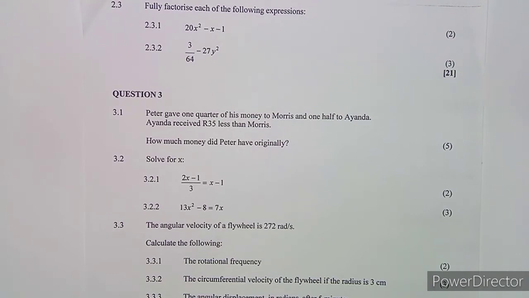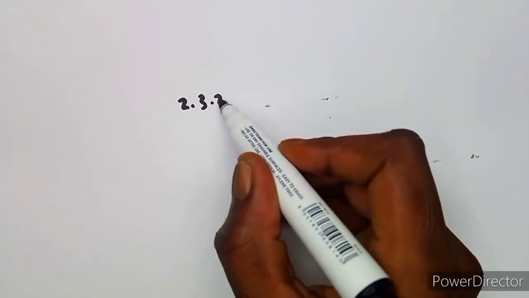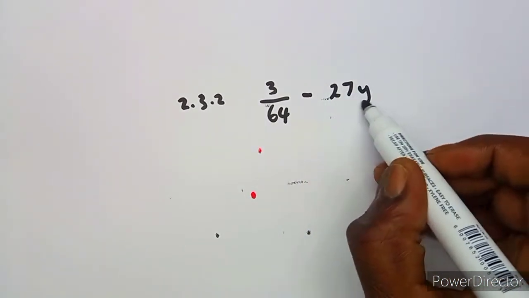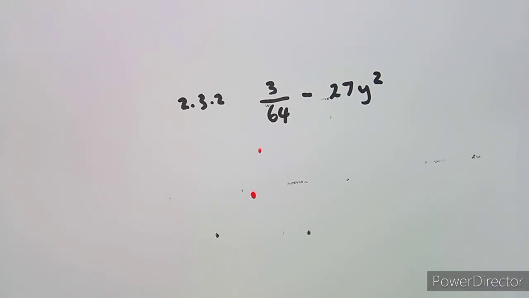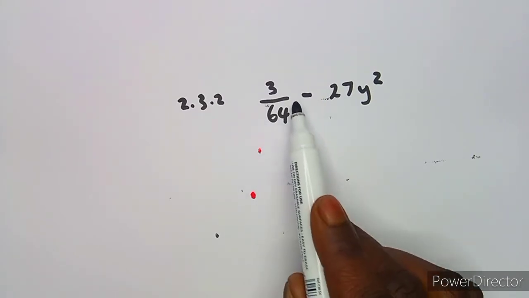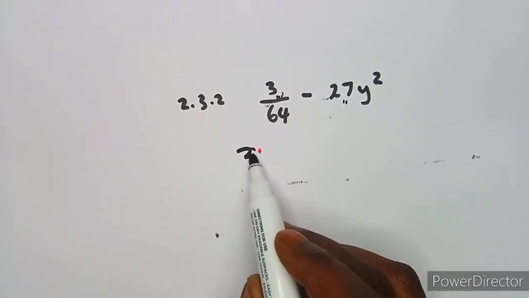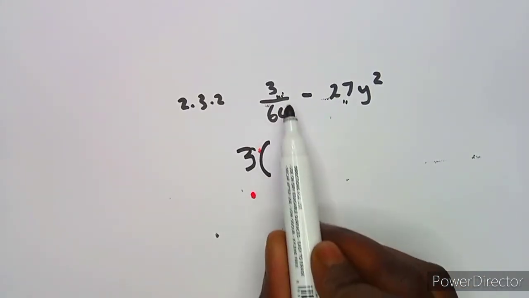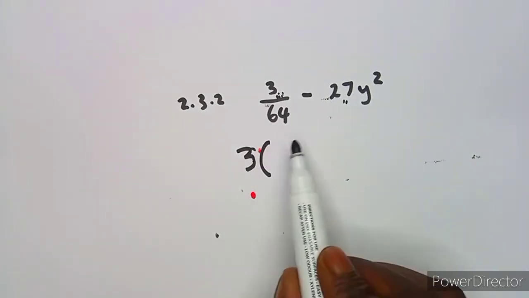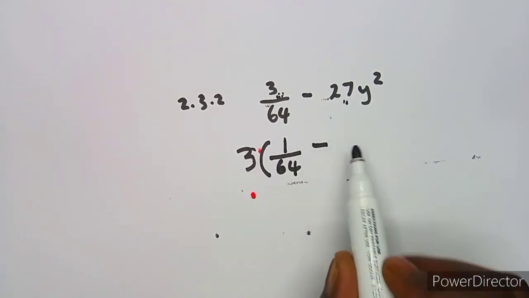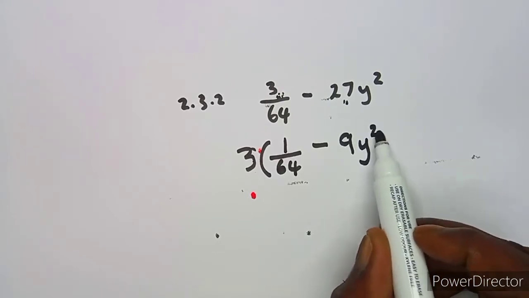Anyways, and also to factorize 2.23, that one, let's just see what type of an expression that was. And this is 27y squared, like that. Okay, so as we can see here, this one does not make sense at all. What can we do? We can see that on top here, this is 3, this is 27, so you can factor out 3. 3 is common. So if you factor out 3 here, 3 divided by 3, you're going to be left with 1 over 64 minus 27 divided by 3, which is 9y squared, like this.